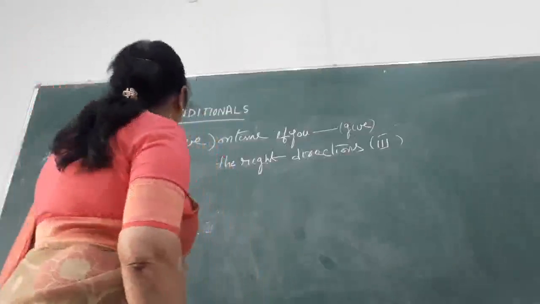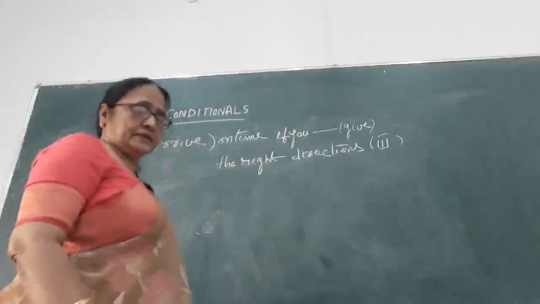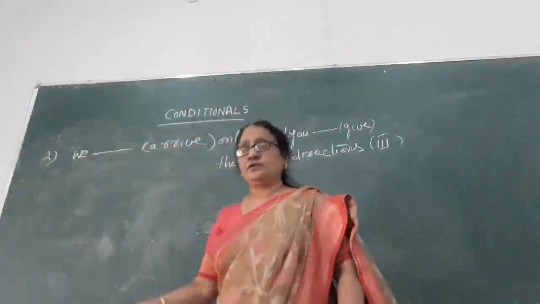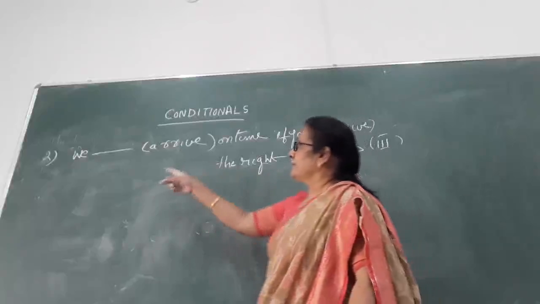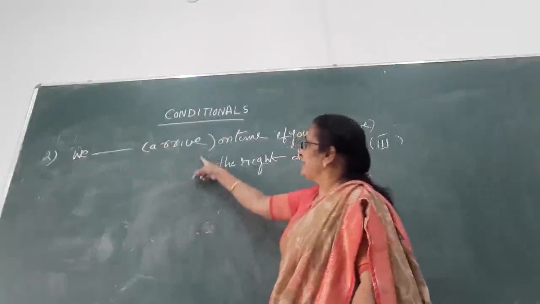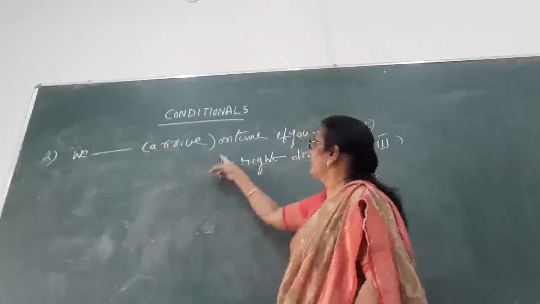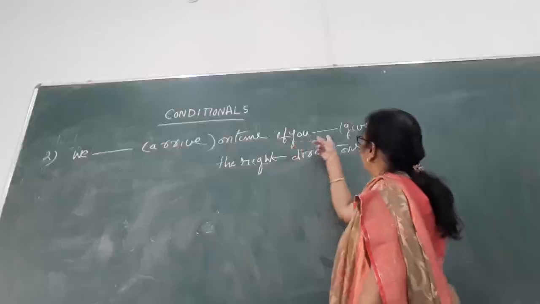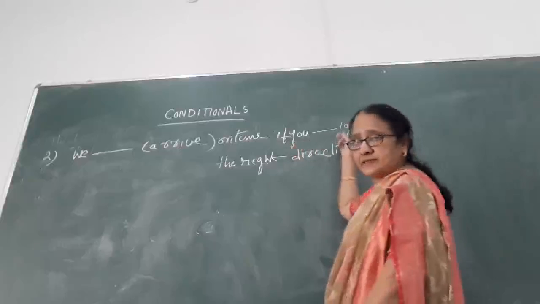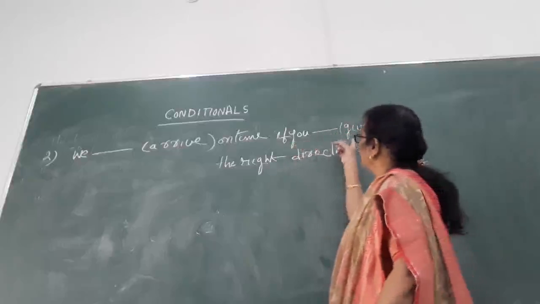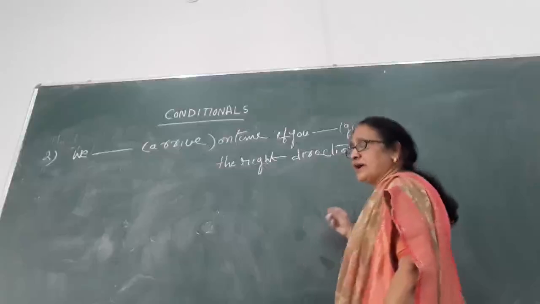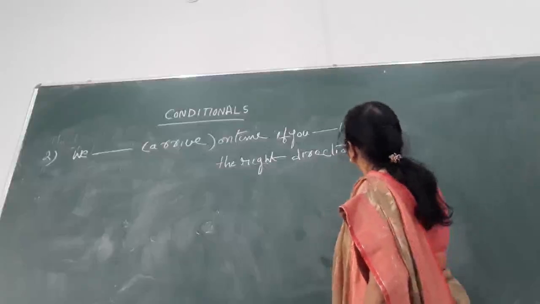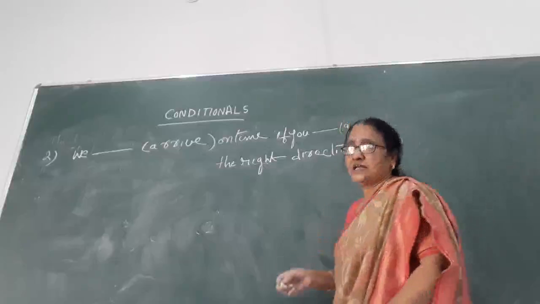Now it is the second bit. Here I have written on the board: you have to write the third condition here. The third condition is, we dash arrive on time, if you dash give, it is given in the brackets, if you give the right directions. So you have to write it. Third, I have written here, it is the third conditional. You have to fill it up.